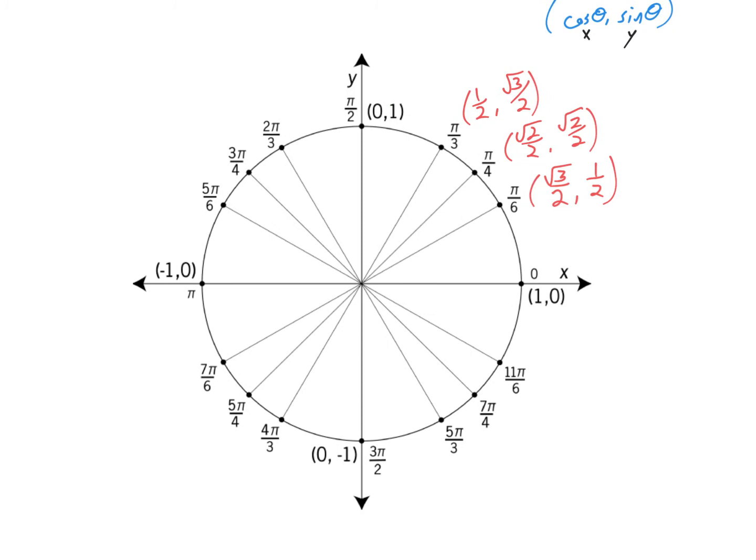Other notes I'm going to make on here is all of my pi over 6s will behave the exact same way. All of my pi over 4s will behave the exact same way. The only difference here is going to be positives versus negatives. Same thing with the pi over 3s.